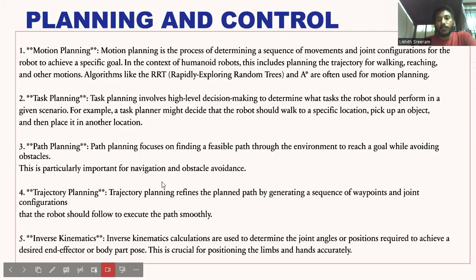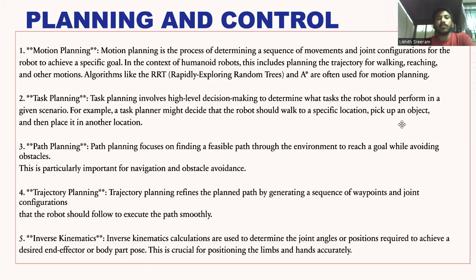If we come to the topic of planning and control, we'll be discussing the five types of planning that are included in the humanoid robot. First is motion planning. Motion planning is a process of determining a sequence of movements and joint configurations for the robot to achieve a specific goal in the context of humanoid robots. This includes planning the trajectory for walking, reaching, and other motions.